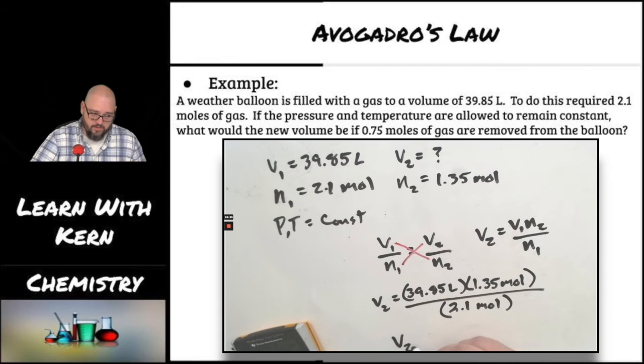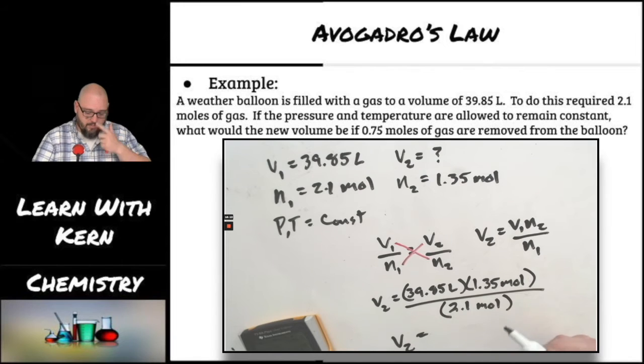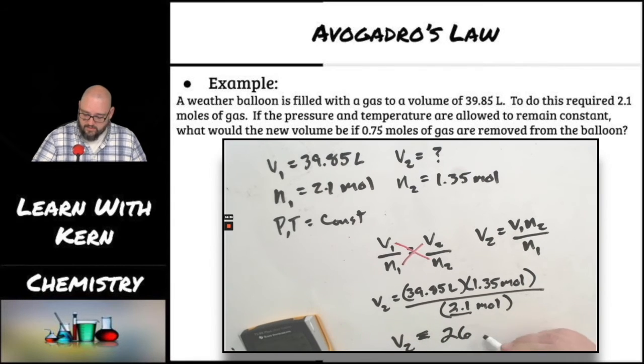That's going to give me V2 equals, on my calculator, 39.85 times 1.35 divided by 2.1. And that gives me 25.61785714. But I need only two significant figures because that's the smallest number of significant figures in my problem. So instead of 25.6, it's simply going to be 26. And our unit is liters.